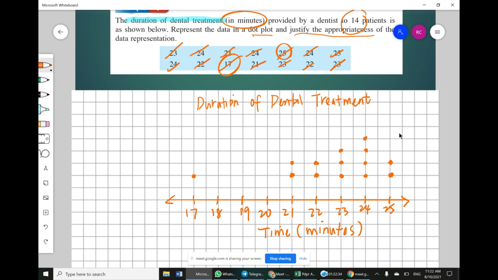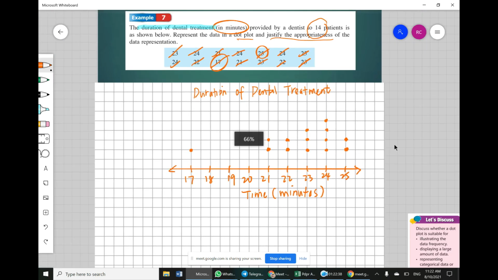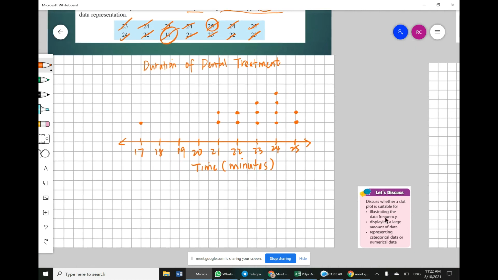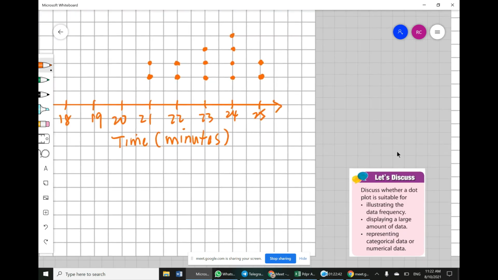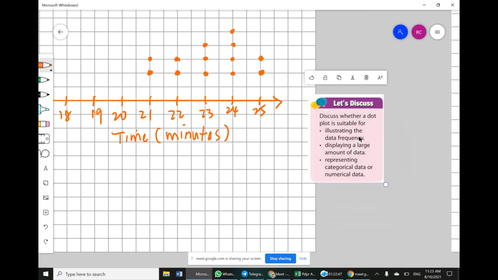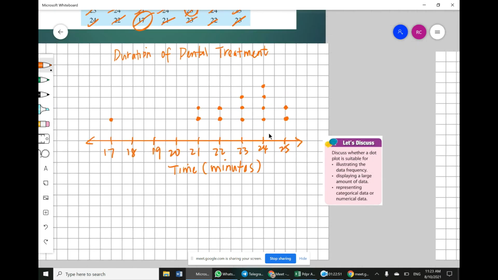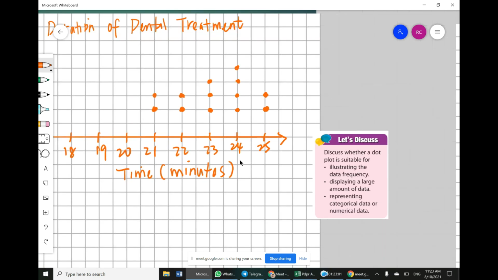Okay, so this is a dot plot. Now let us discuss the dot plot for a while. Here, discuss whether a dot plot is suitable for illustrating the data frequency. Suitable or not? Data frequency means the number of occurrences, the number of data. For example, 24 minutes, there are 4 patients. Is it suitable to represent the data frequency using the dot plot?